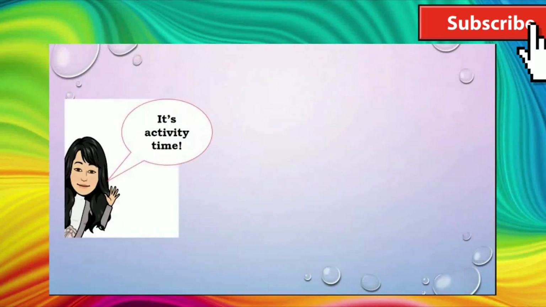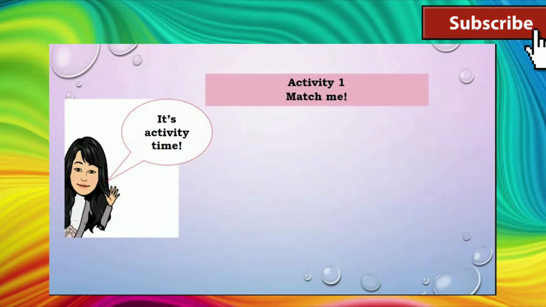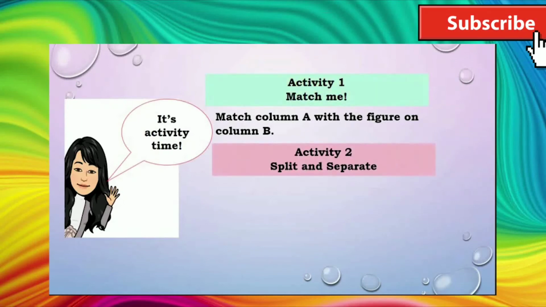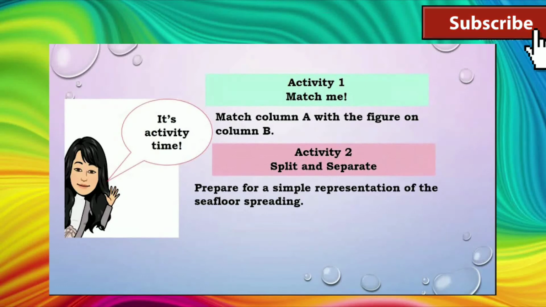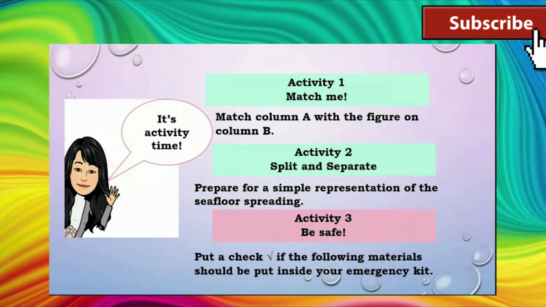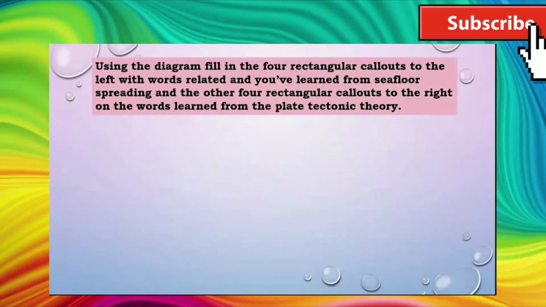Hey, it's activity time. You are going to answer the activity sheets. For activity number 1, Match Me, you are going to match column A with the figure on column B. For activity number 2, Split and Separate, you're going to prepare a simple representation of the seafloor spreading. Happy learning! For our activity 3, Be Safe, you're going to put a check if the following material should be put inside your emergency kit. Good luck in answering our 3 activities.